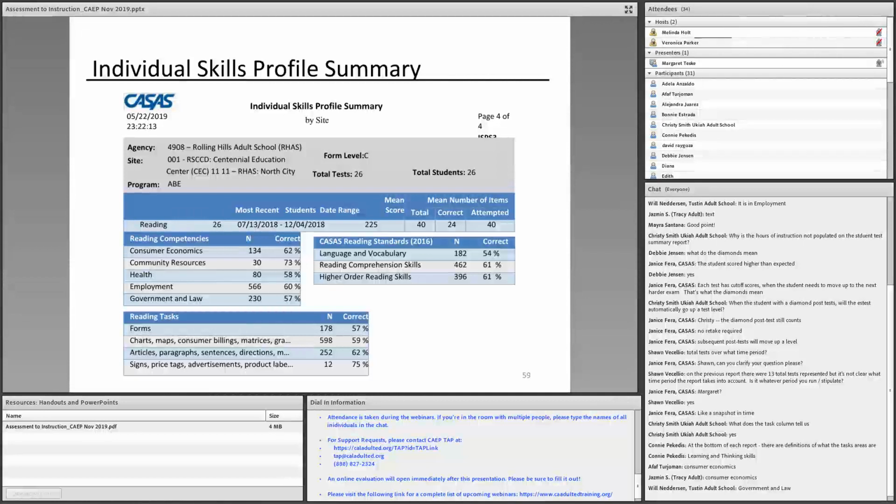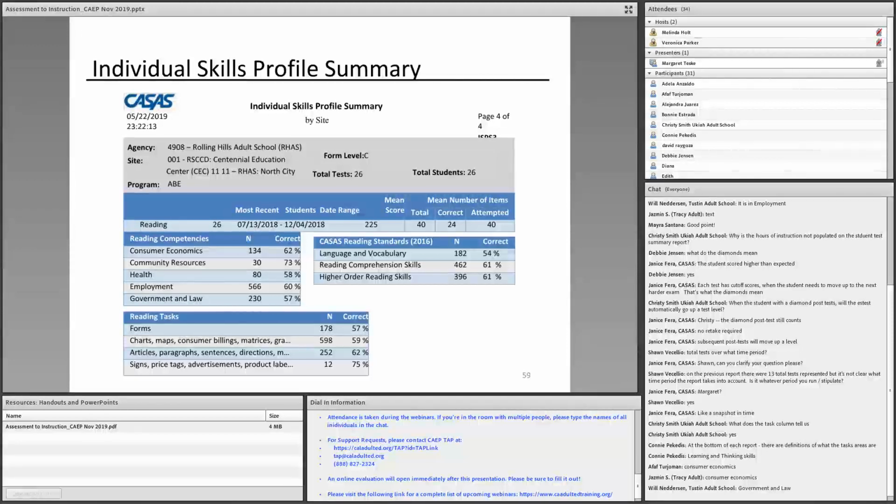Hey, individual skills profile summary. Again, that's for a class. This class had 26 students in it, 26 tests. This is the dates that they took the tests in reading. The mean score was 225. So they're definitely level C's, good. This shows over the class what they're good at, what they need a little work on. They're pretty much middle of the road.